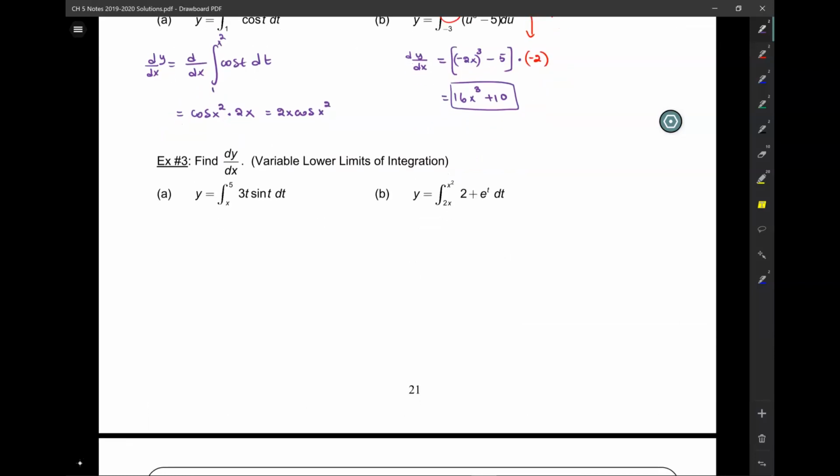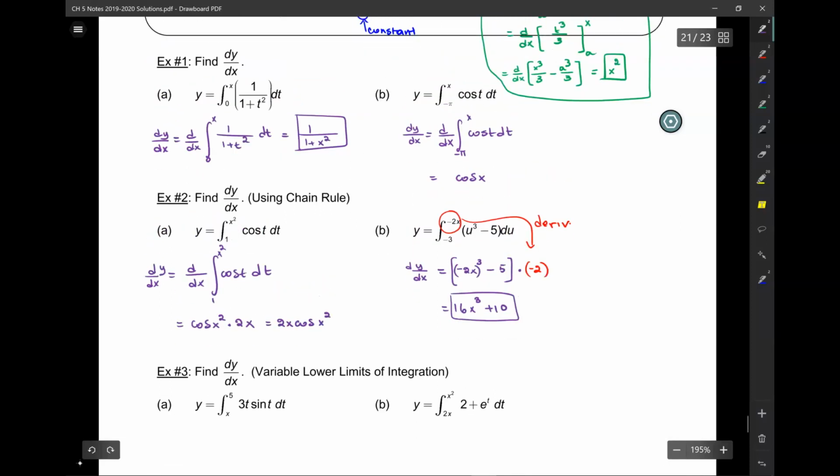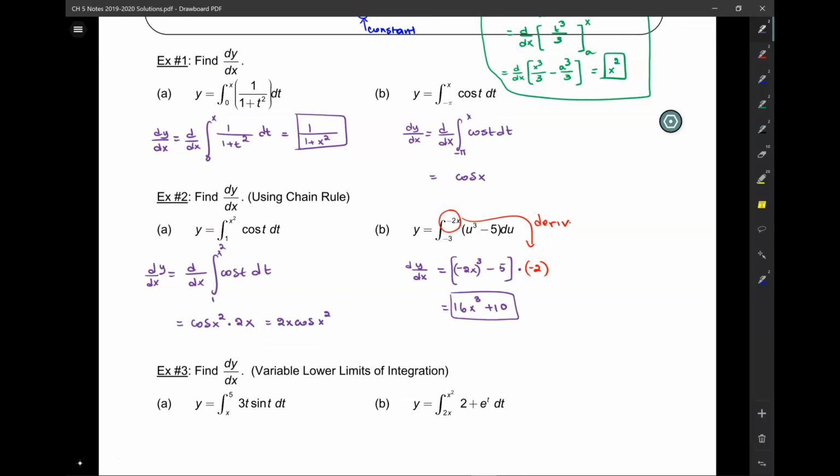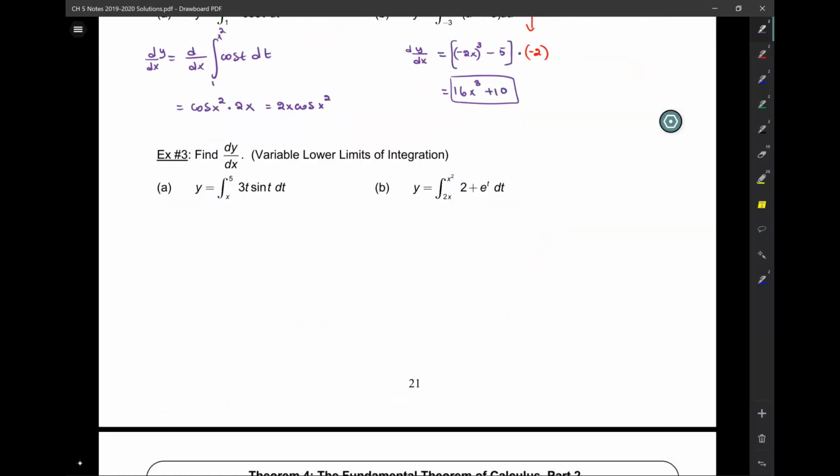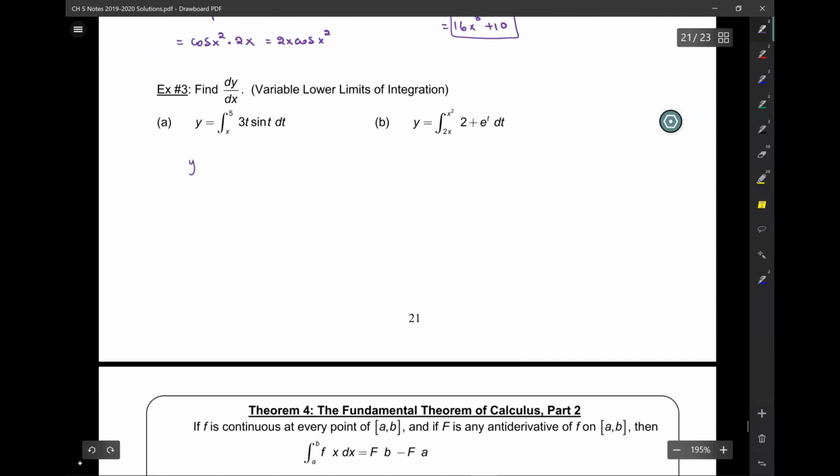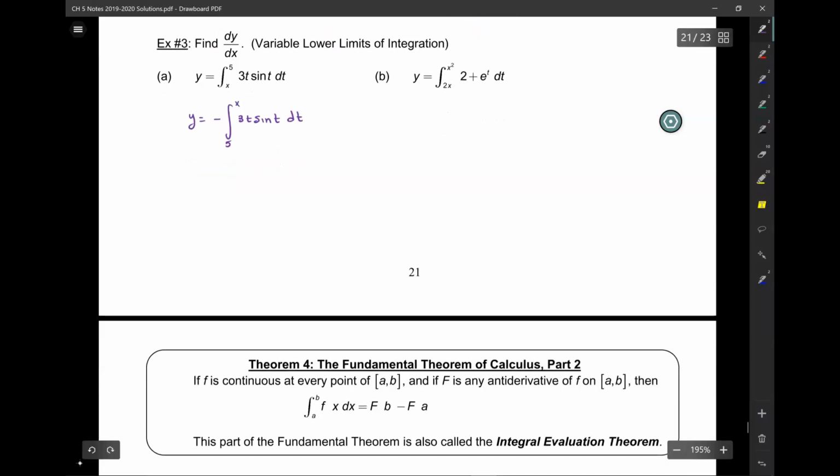Okay, now look at what's changed. The lower limit is a variable. So imagine this, but switched. So now we have to take the negative. But what you do first, this is important, is you say y is the negative of the integral from 5 to x of 3t sine t dt. Okay? So now dy/dx is just the negative of 3x sine x.